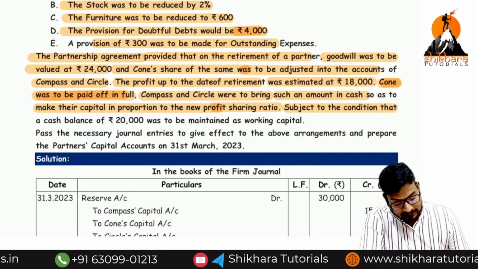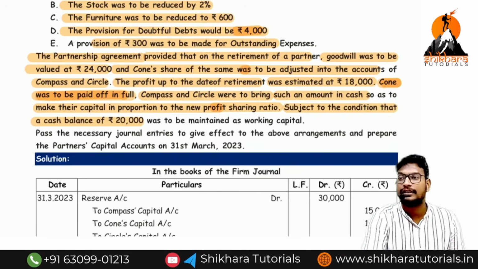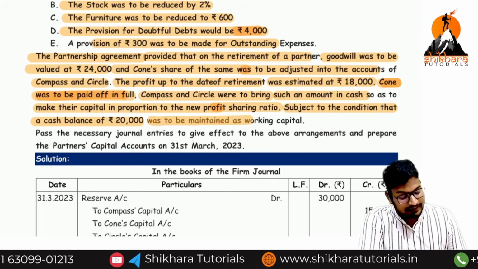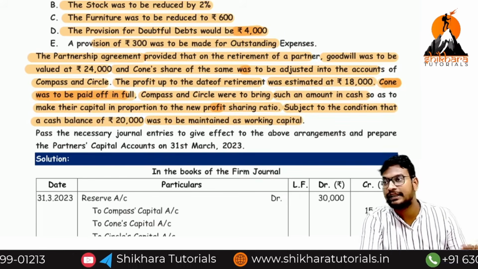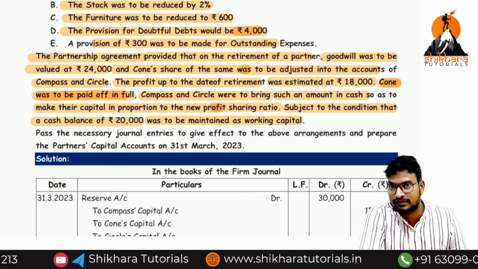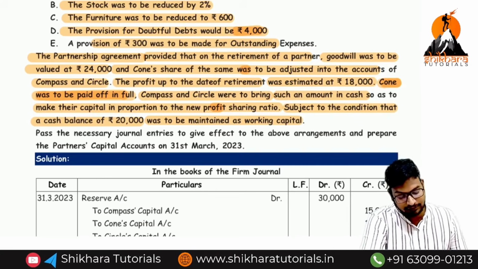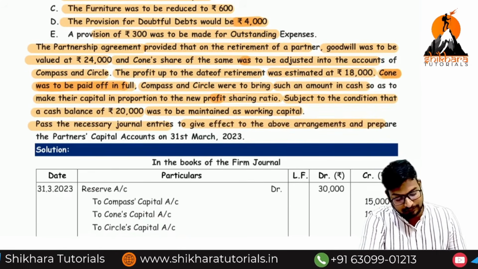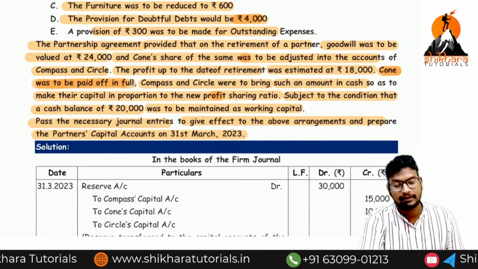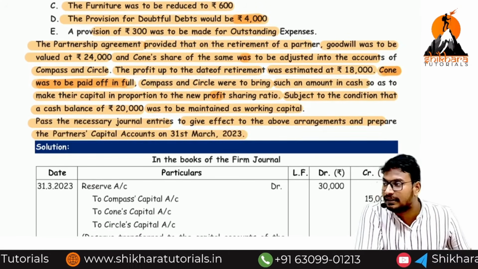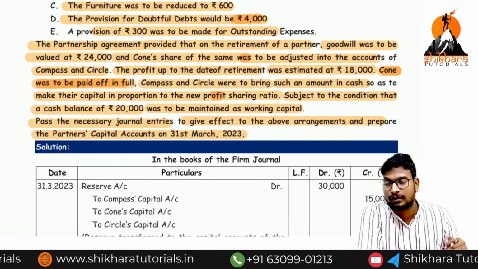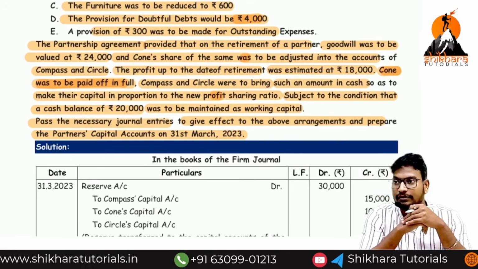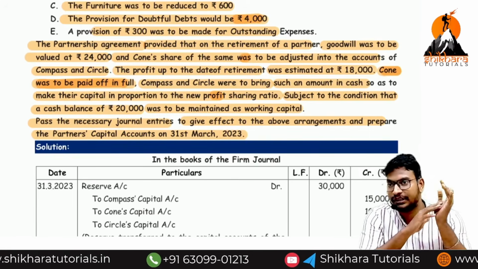Subject to a condition that the cash balance should be how much, Amma? So what is the meaning of this one? The closing balance of the cash must be 20,000, maintained as a working capital. In order to do the operating expenses, you need to maintain how much, Amma? 20,000. So pass the necessary journal entries, give the effect of the above agreements and prepare the partners capital account as on 31st March 2023. Even though they are asking for the entries, what we need to prepare, ma? We can prepare the revaluation account, then partners capital account, then cash account and then balance sheet. The same steps we need to follow.